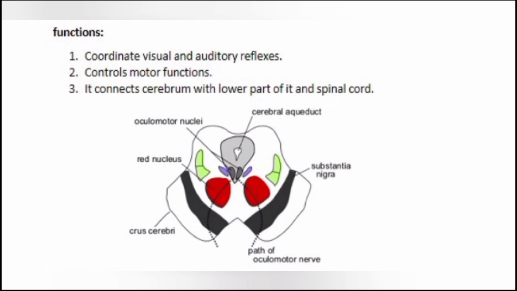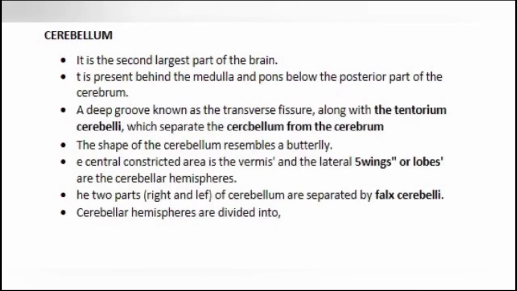Next is cerebellum. Cerebellum is the second largest part of the brain. The largest part is the cerebrum. The location is just behind the medulla and pons, below the posterior part of the cerebrum. So you can just note it down like below the cerebrum. That is not behind the cerebrum, it's just below the posterior part of the cerebrum. So at the back side of the cerebrum, below that you can see the cerebellum.